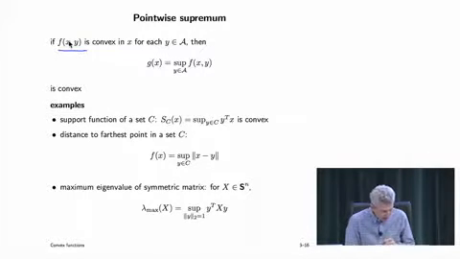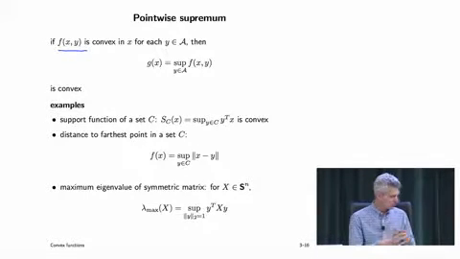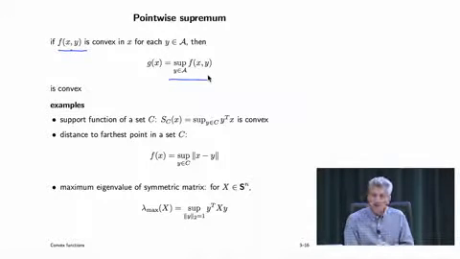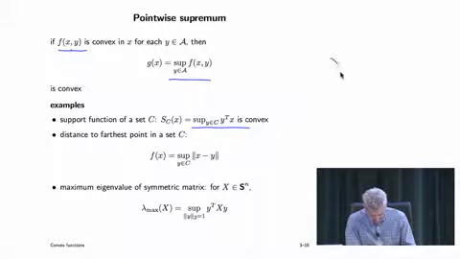If you have a function f of x and y, y actually can be completely abstract. It does not have to be a vector in Rn. It could be indexed by, I don't know, strings or weird things, anything, right? Doesn't matter. It says that if this function is convex in x for each y, then the supremum of these functions is convex in x. And we can look at some simple examples. Here's one. The support function of a set is this. Here's a set.